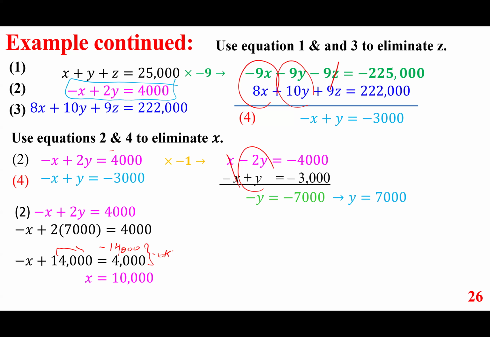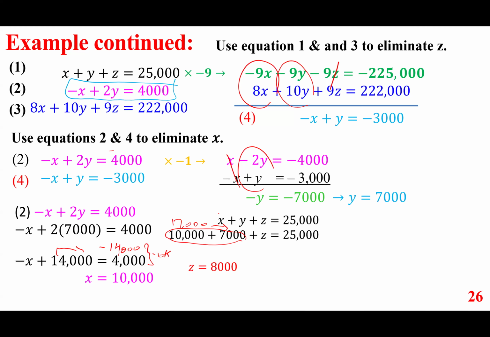And so now we can go to one of the original equations to find the final one, namely z. So if x plus y plus z is 25,000, and one of them is 10,000, one of them is 17,000, that means 17,000. Move it to the other side and subtract it from 25,000. z becomes 8,000, everybody.